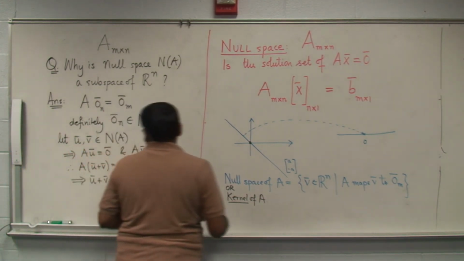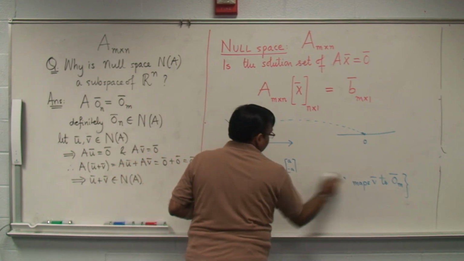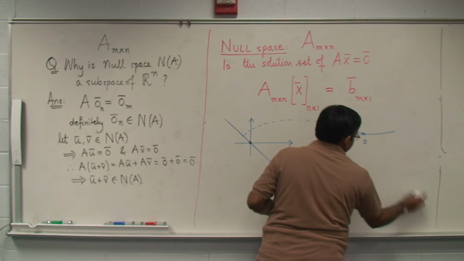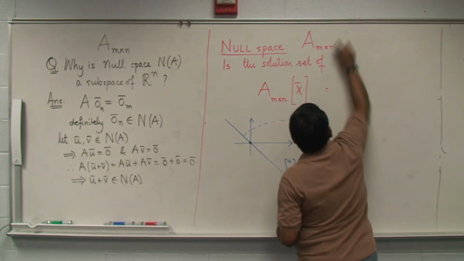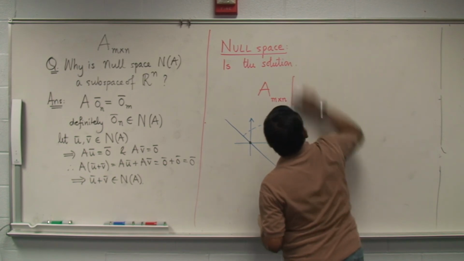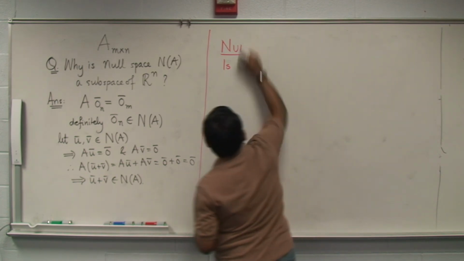Likewise, we can now show that any multiple of a vector living in the null space will still be living inside the null space. So if you scale something inside the null space, you don't leave the null space, you still remain inside it.